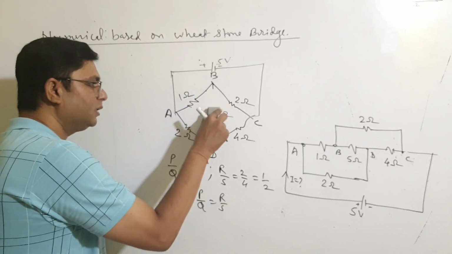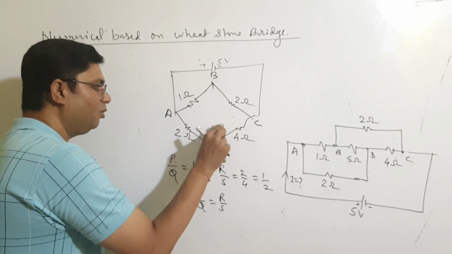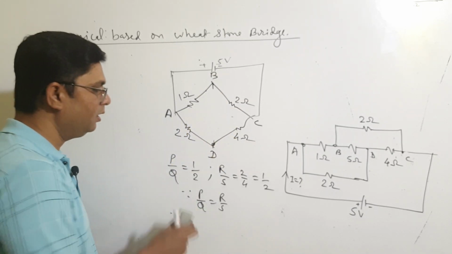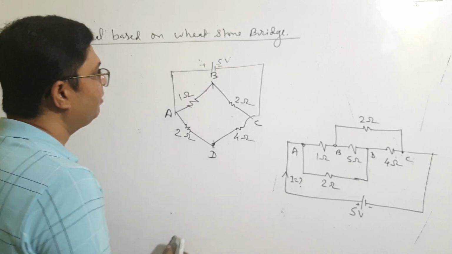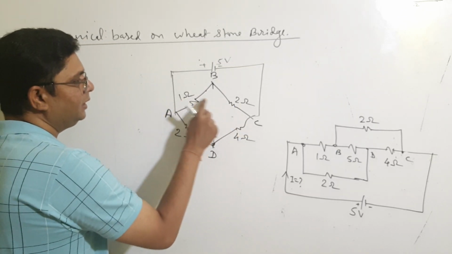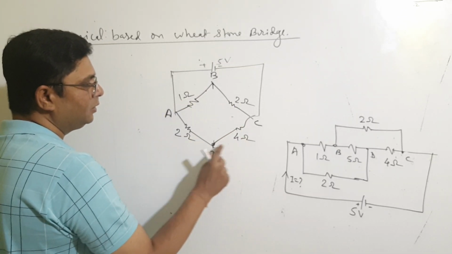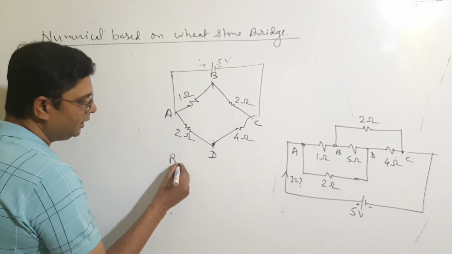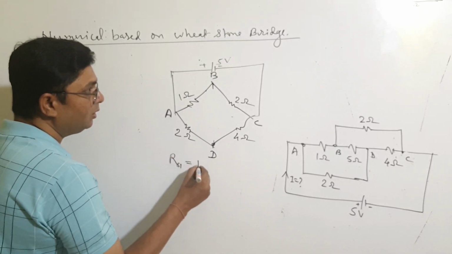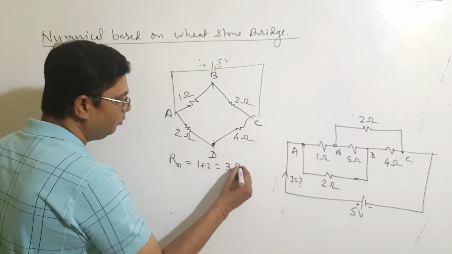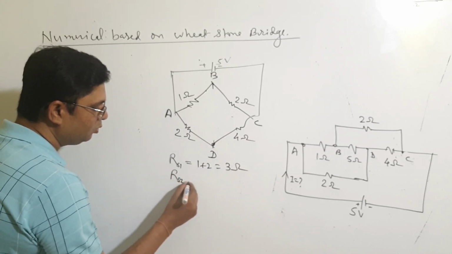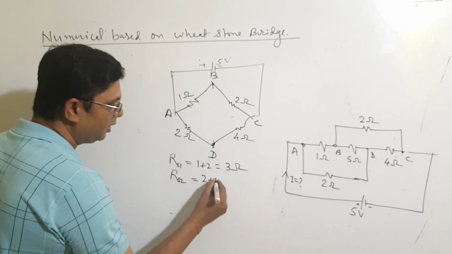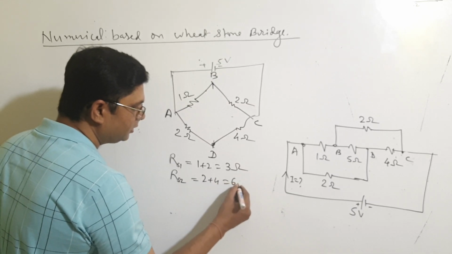So this line will not work because no current will flow here. Now, what we are saying is that these two are in series and these two are in series. So R series 1 equals 1 plus 2 equals 3 ohm. R series 2 equals 2 plus 4, which is 6 ohm.